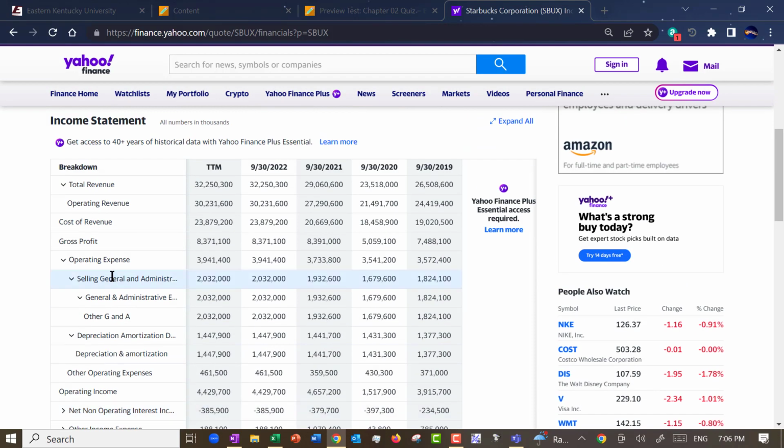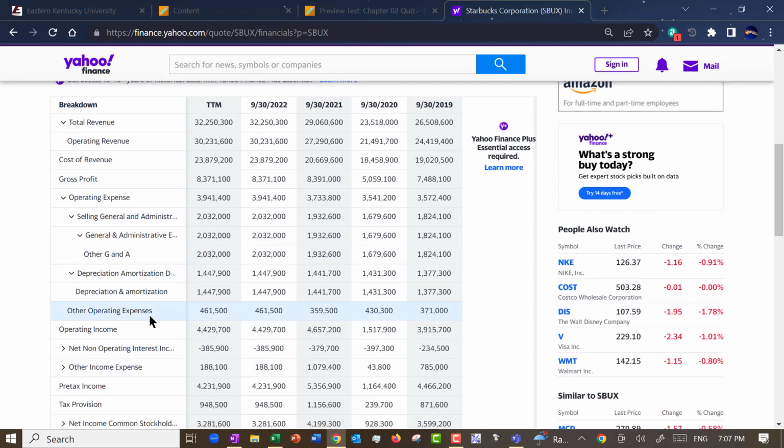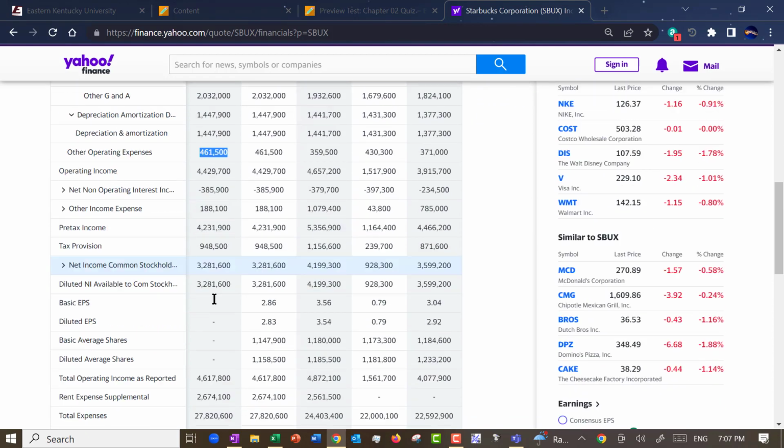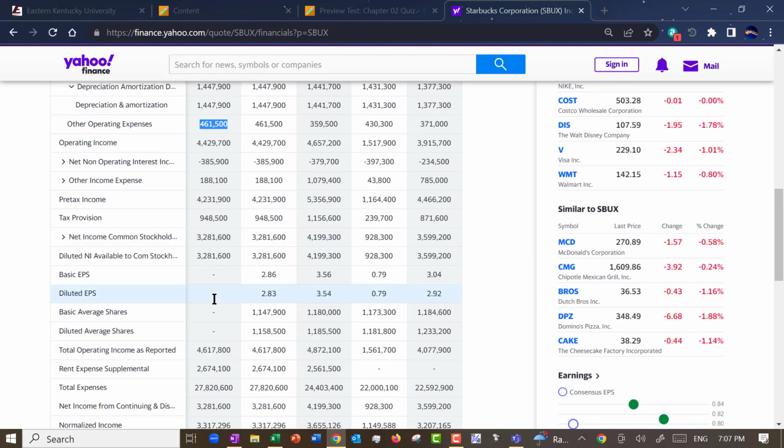Each company kind of does it differently. In this case, there's a big item called other operating expenses. I don't know what that is. If we go back to actual statements from SEC, you can see detail.